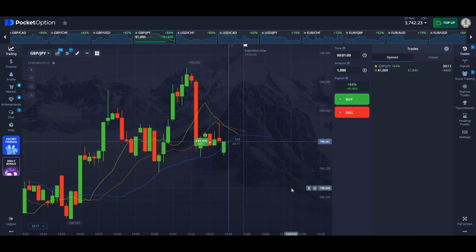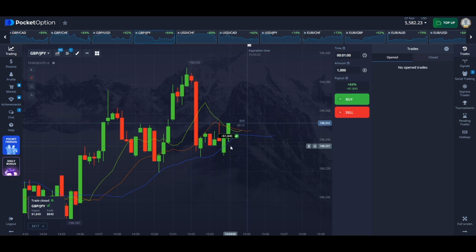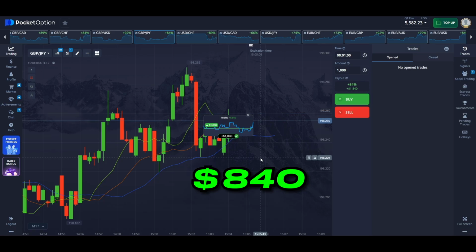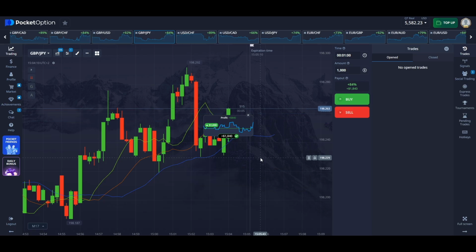The statistics for this indicator are about 70% profitable trades. If you choose clean movements, if you refine your entry points, then you can even get 80 or even 90% winning trades. By the way, look, even a risky situation brings me $840. I already have $5,500 in my balance. Let's move on and talk about the next situations.